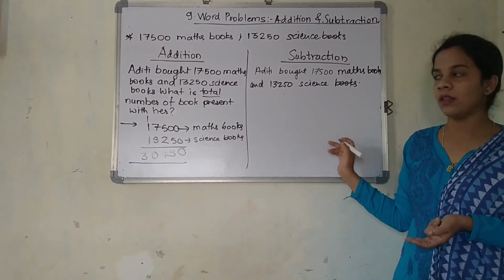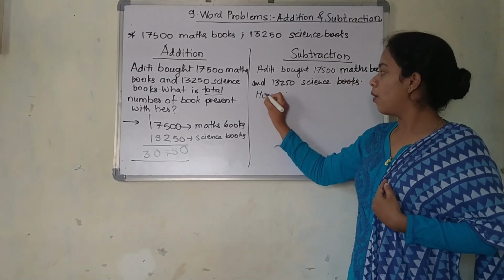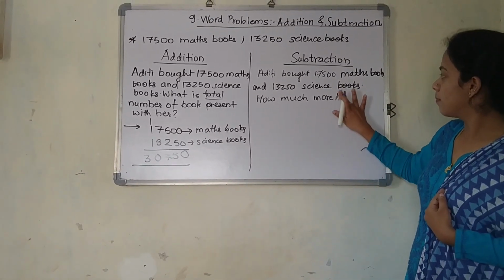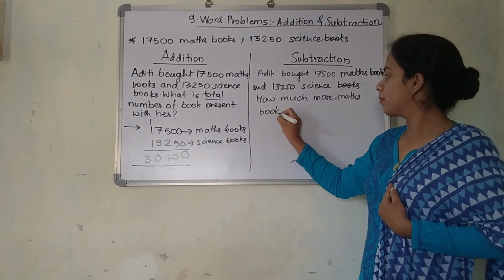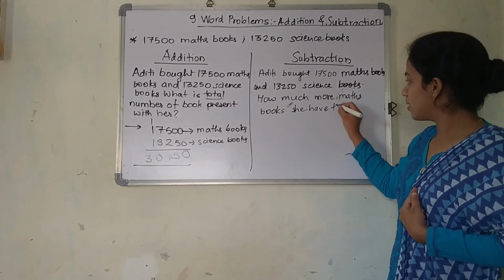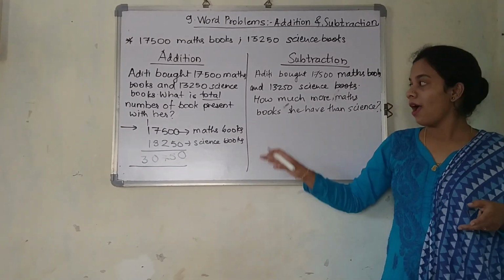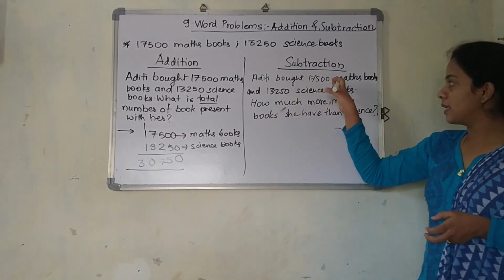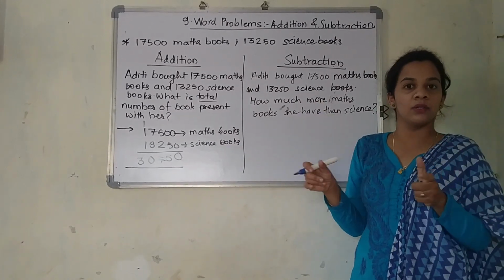What can mean subtraction? Now which part is more? 17,500 is more. So what can I ask? How much more maths books does she have than science? This can be my question. Maths books, you can clearly see. I have told you how much more, how much less. If these questions come, we are going to do subtraction. So this concept you can use and you can form the question.